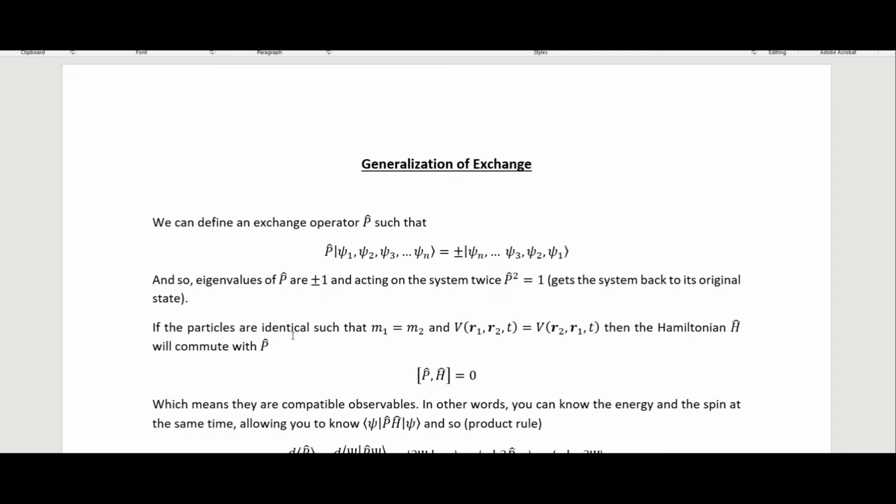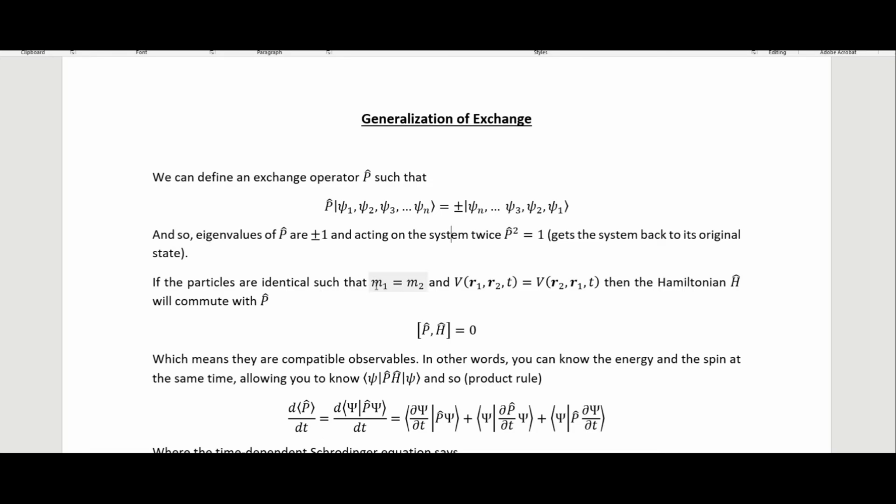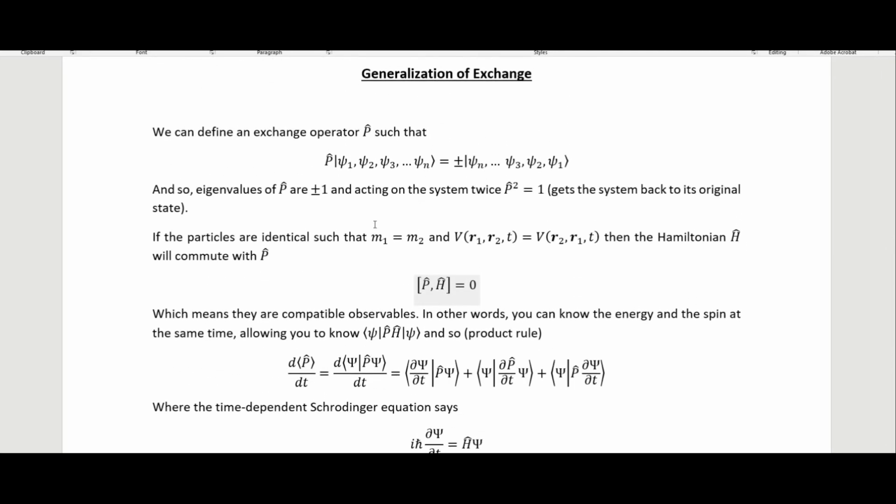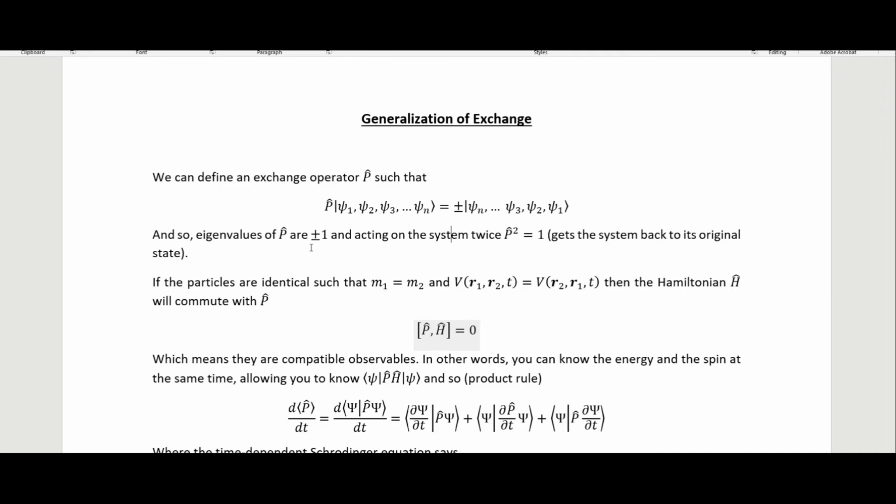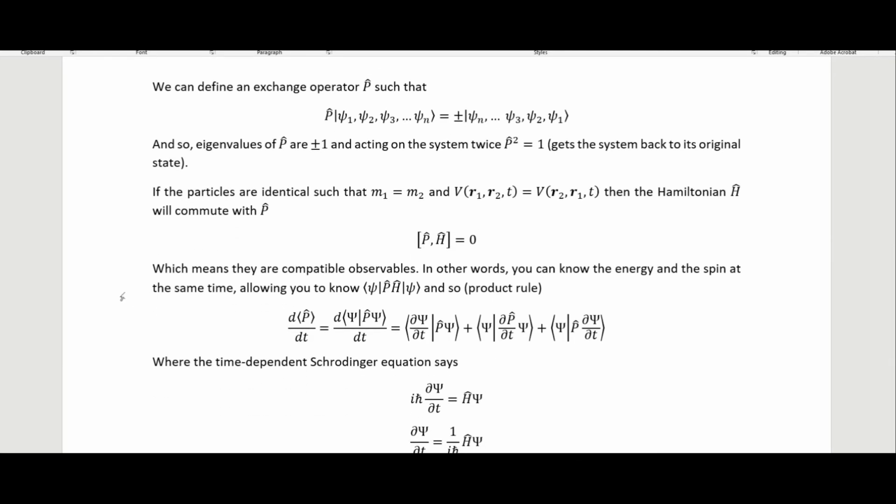And if the particles are identical, so if in the Schrodinger equation we just had our m1 and m2 be equal to each other, and we had our two potentials, with R1, R2 and R2, R1 equal to each other, the Hamiltonian will actually commute with this operator right here. And so that means they are compatible observables, which in other words means that you can know the energy and the spin of a particle at the same time, allowing you to know this state right here.